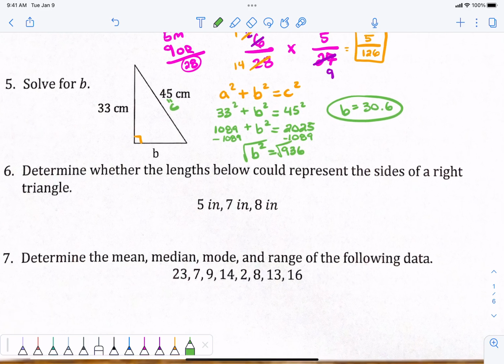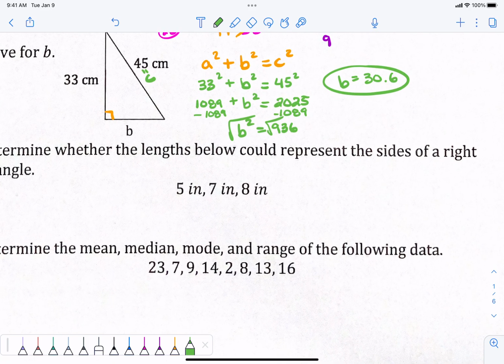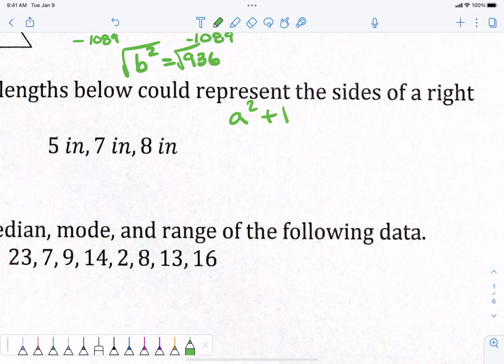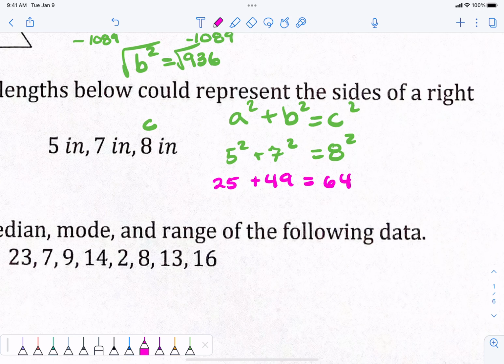Number 6, determine whether the lengths below could represent the sides of a right triangle. If it's a right triangle, then A squared plus B squared has to be equal to C squared. Which side would be my side C in this case? 8, because it's the longest side, not because it's the last side. So 8 squared is 64, and 5 squared plus 7 squared, 25 plus 49, we're going to see if that's equal to 64. 25 plus 49 is 74. Nope, it's not a right triangle.